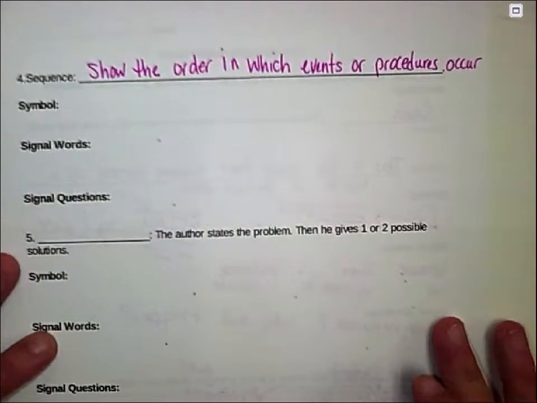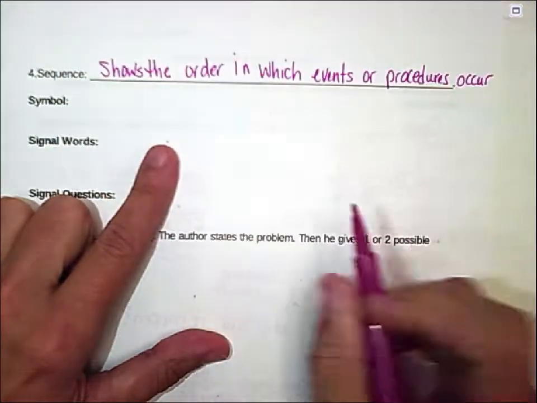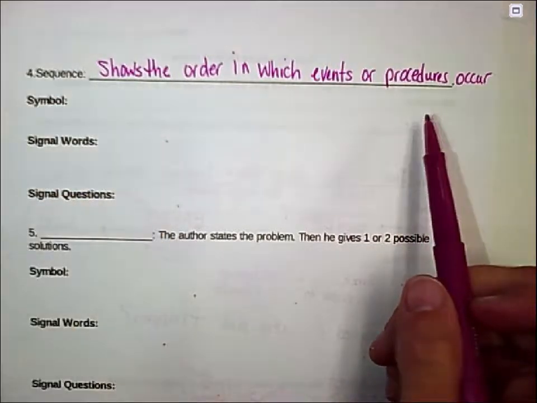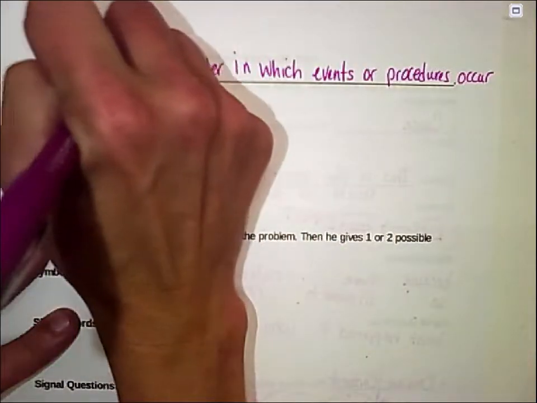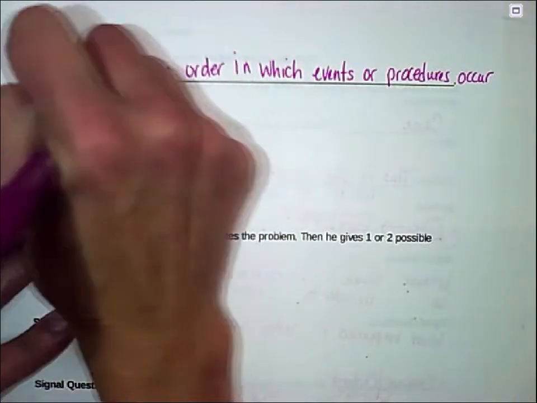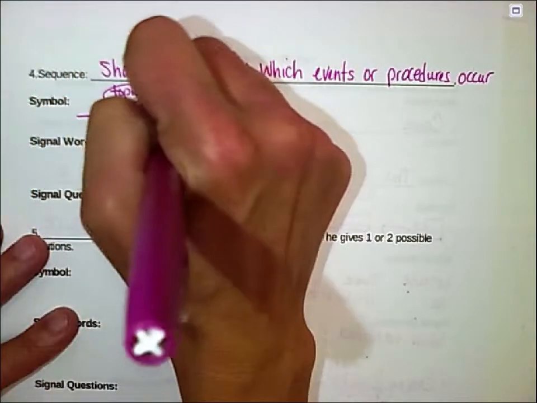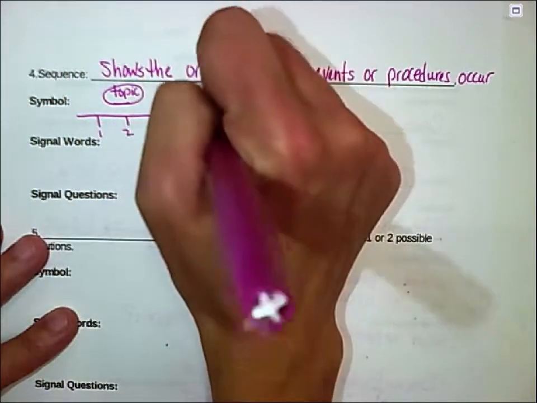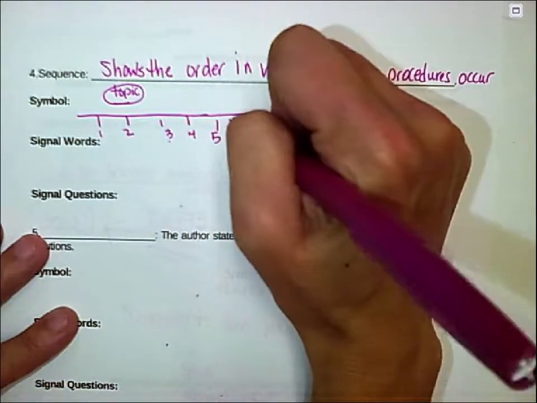There you go. So, sequence shows the order in which events or procedures occur. And our symbol would be, we'll put the topic at the top, in a little bubble, and then we'll have kind of like our timeline. We have 1, 2, 3, 4, 5, and out of this little timeline, we have our main idea.